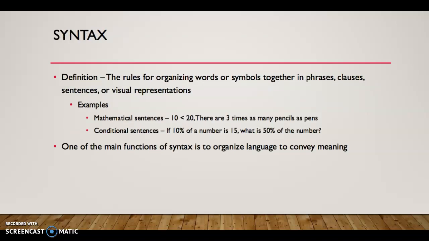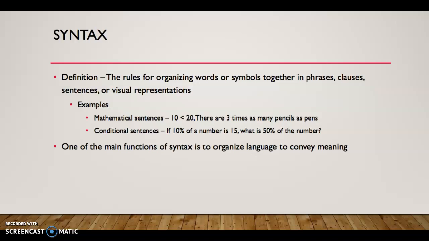The fourth language demand is syntax. So the definition of this is the rules for organizing words or symbols together in phrases, clauses, sentences, or visual representations. So a couple of examples of these are, one are mathematical sentences. So use a symbol here. You have 10 is less than 20. So the less than symbol, you know that when you see that, that stands for less than. And then another mathematical sentence are, there are 3 times as many pencils as pens.